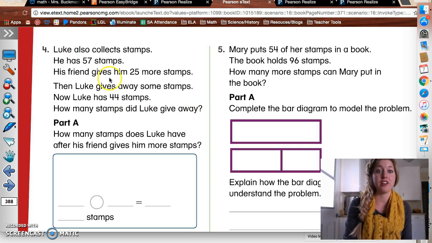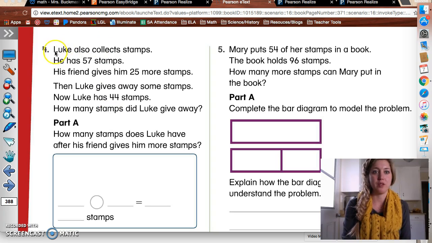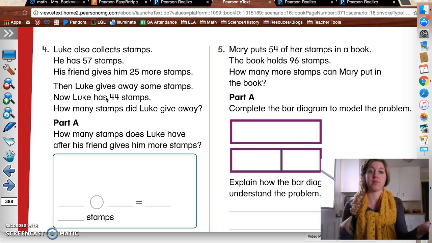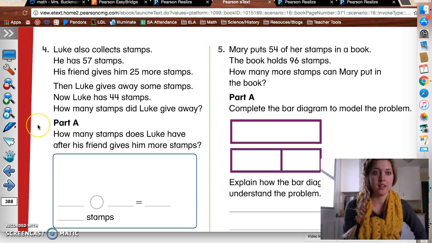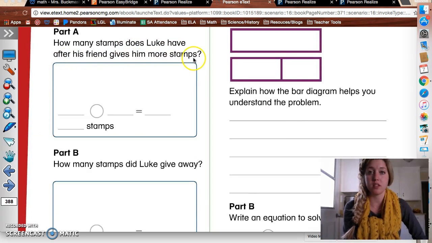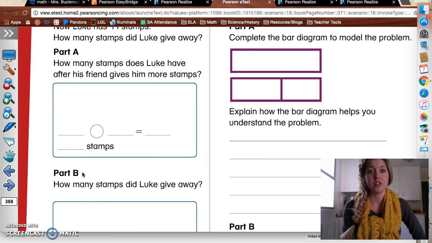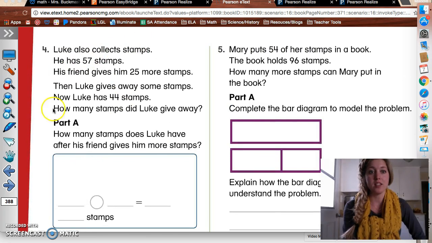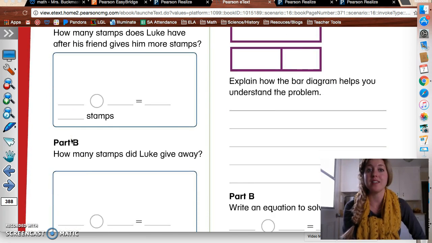So you have to figure out, this is multiple steps. So he has 57 stamps, his friend gives him 25 more. He gives away some, we don't know how many, but we know at the end he's left with 44. So how many stamps did Luke give away? Part A, how many stamps does Luke have after his friend gives him more stamps? So they're breaking it into the parts for you. Your job is to solve this part on part A and figure out how many stamps Luke has after his friend gives him more stamps.